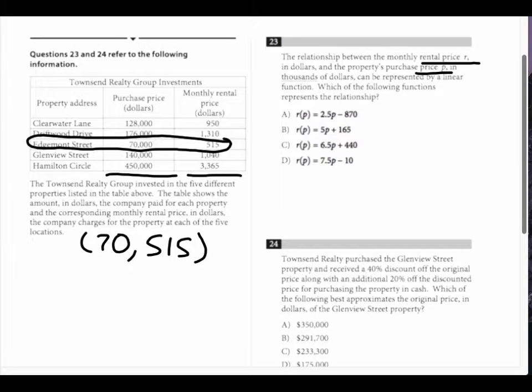And then the next thing I suppose I could pick out would be this last one here, Hamilton Circle. Again, I would just put 450 and then 3,365. And now we could go from here and find the slope of these two.